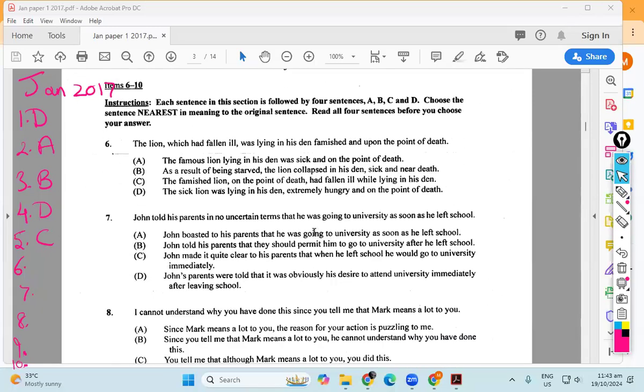All right, so these take a little bit more energy for people who are meeting it for the first time, right? Each sentence in this section is followed by 4 sentences, A, B, C, and D. Choose the sentence nearest in meaning to the original sentence. Read all 4 sentences before you choose your answer, which is very important, right? If you make a mistake, reading all 4 will help you realize the mistake and correct it.